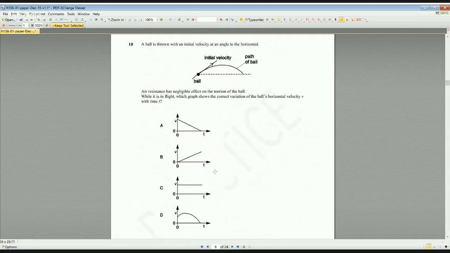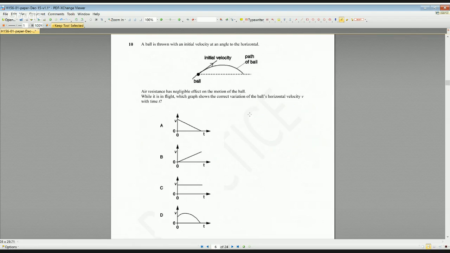Question 10, we've got a ball here thrown at an initial angle. This is a projectile motion question. Air resistance is negligible. That's always the case in projectile motion questions. Which is the correct variation of the ball's horizontal velocity with time t? Well, you should know 2 rules about projectile motion, or at least 2 rules about projectile motion.